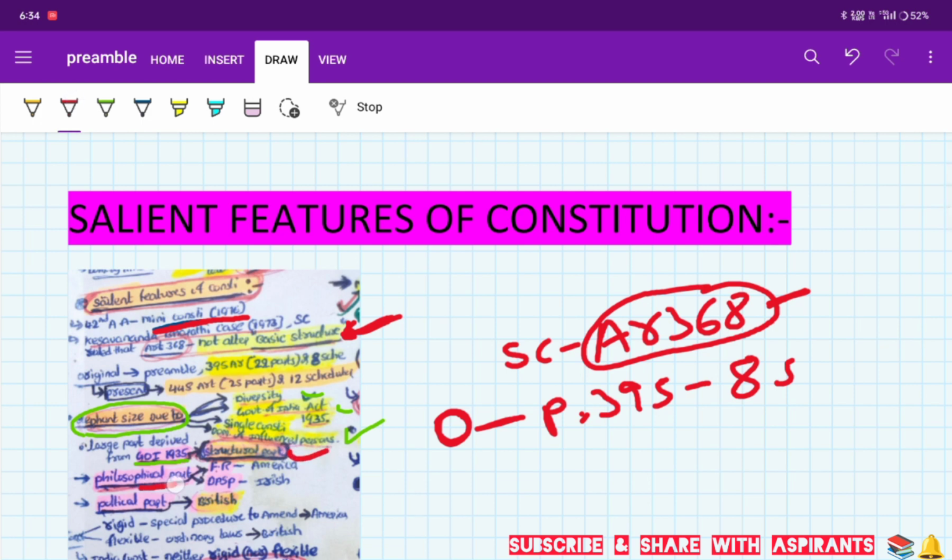The philosophical part of the constitution, like fundamental rights and directive principles of state policy. The fundamental rights are derived from America, and the directive principles of state policy are derived from the Irish constitution. And then the political part is taken from the British.